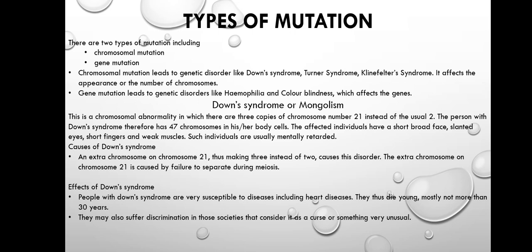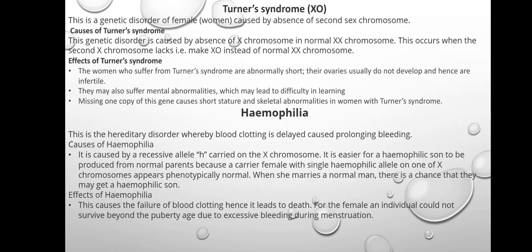Let's see the effects of Down syndrome. Persons with Down syndrome are very susceptible to diseases, including heart diseases. They die young, mostly at no more than 30 years. They may also suffer discrimination in those societies that consider it a kind of curse or something very unusual.